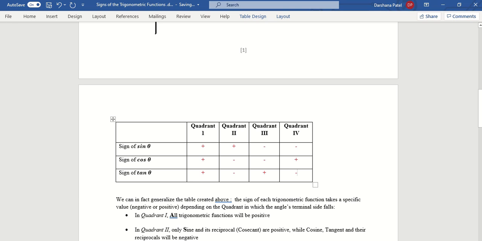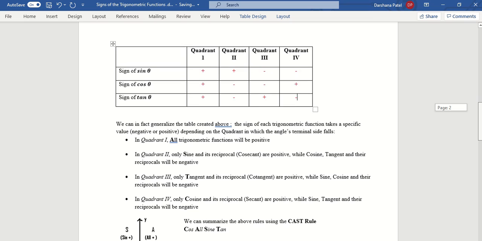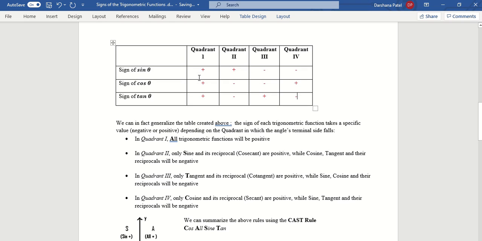So if you look here, from this we can have some general rule. In quadrant 1, all trigonometric ratios are positive. In second quadrant, sine theta is positive, meaning that its reciprocal, which is cosecant theta, will also be positive, while cosine and tangent both are negative. So their reciprocals will be negative as well.